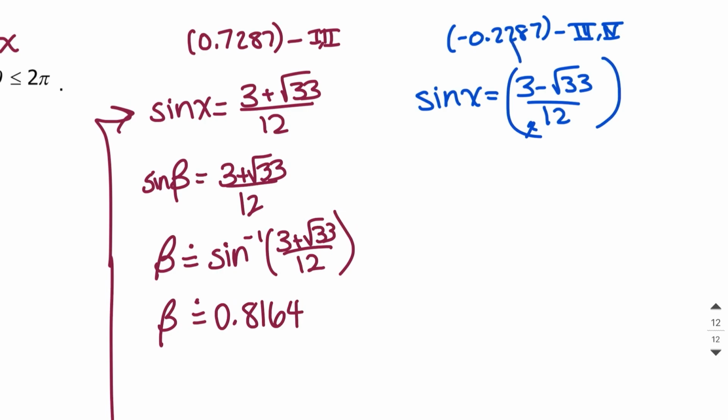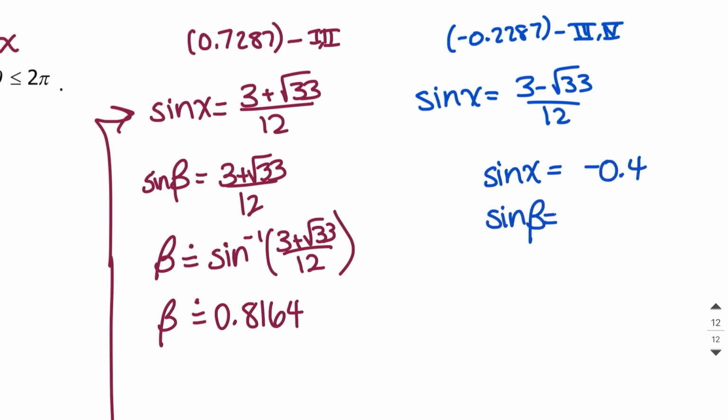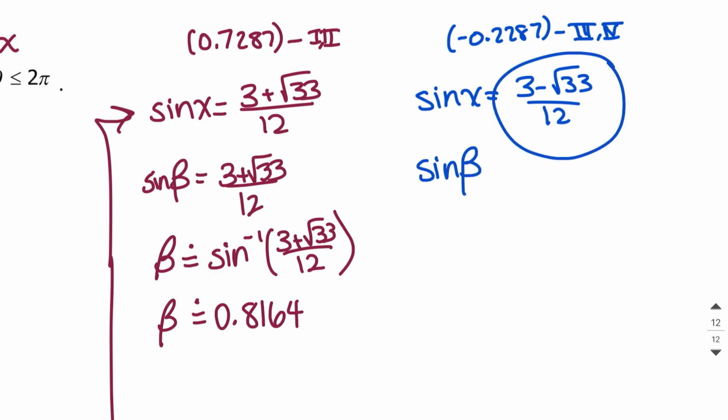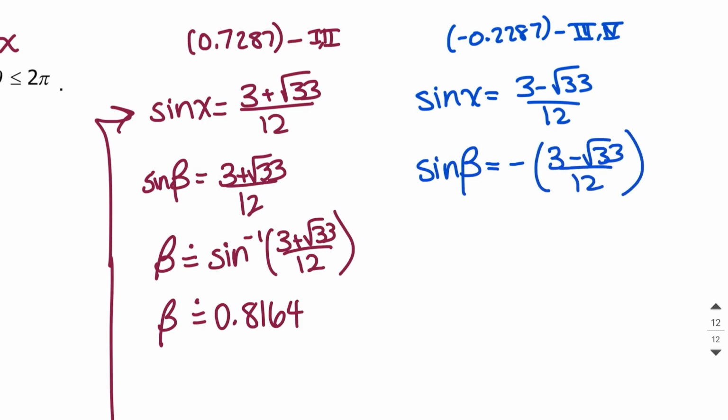Now, this one's a little bit trickier, so pay really close attention to this, because this whole entire expression ends up being a negative number right here. When I want to find my related acute angle, just like we always do, like for example, don't write this down, but if I have sine of x equals -0.4, we would say sine of beta equals +0.4. We would just change the sign. Well, I would do the exact same thing here, except this is such an ugly number. So what I would do is I would say sine of beta is the -3 minus root 33 over 12, which means that beta is the inverse sine of negative and then 3 minus root 33 all over 12.